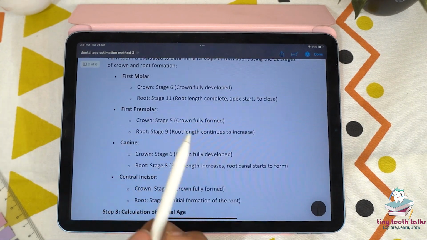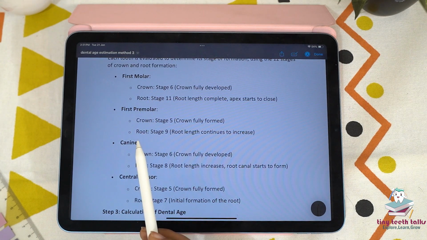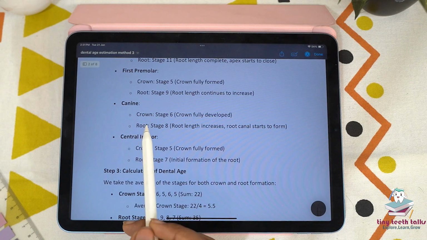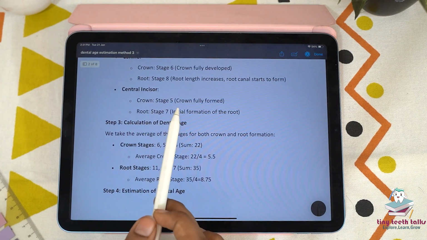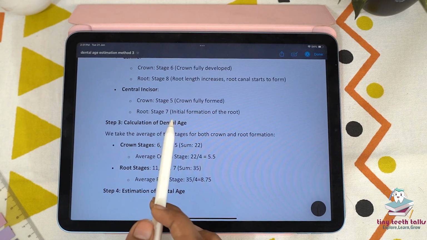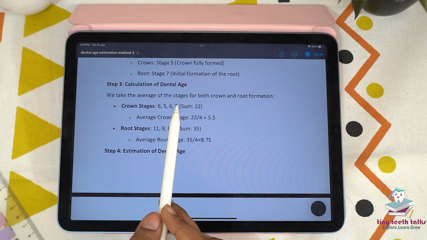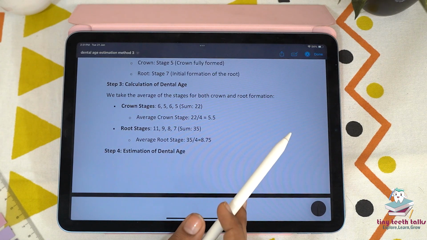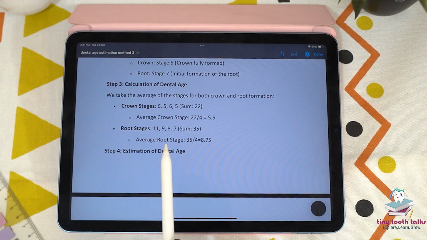Suppose for the first molar, the crown is stage 6 and the root is stage 11. First premolar, crown is stage 5 and root is stage 9. For canine, crown is stage 6 and the root is stage 8. And the central incisor, crown is in stage 5 and the root is in stage 7. Then step 3 is the calculation of dental age. We take the average of the stages for both the crown and root formation. So 5.5 and 8.75 are the averages of the crown and the root stages.